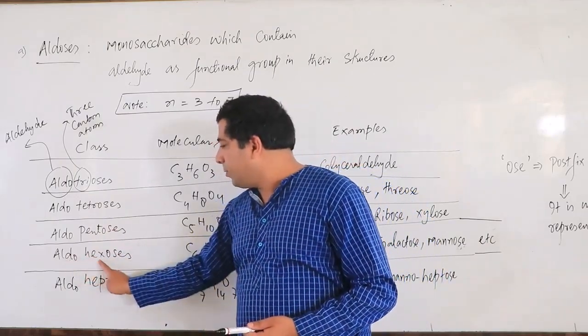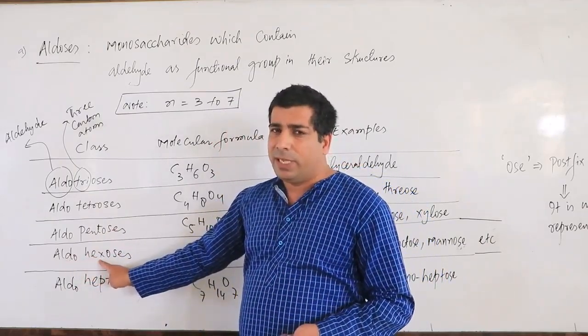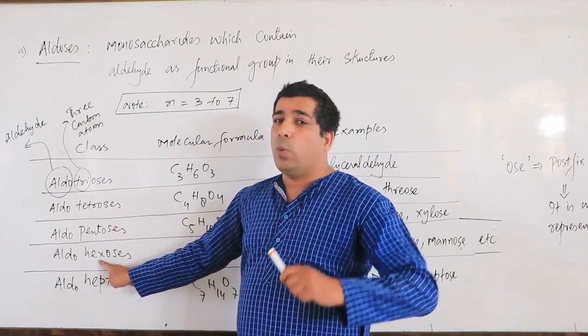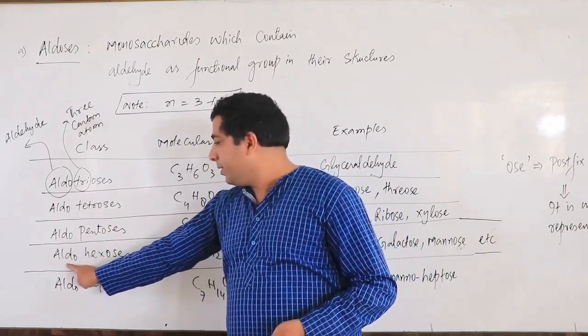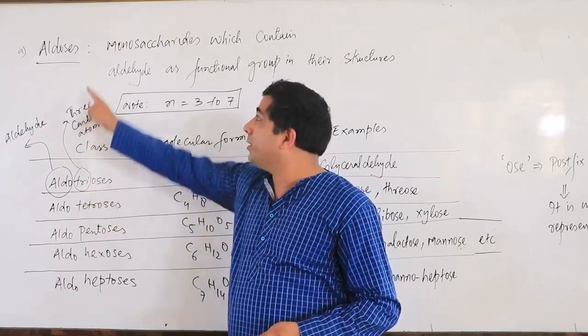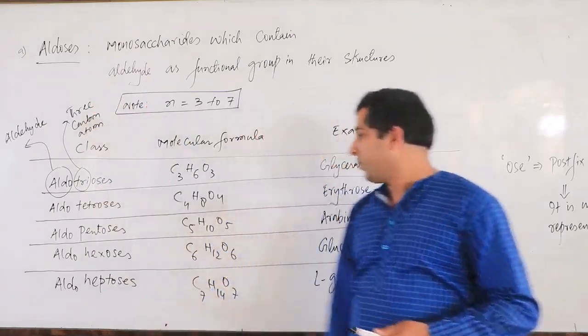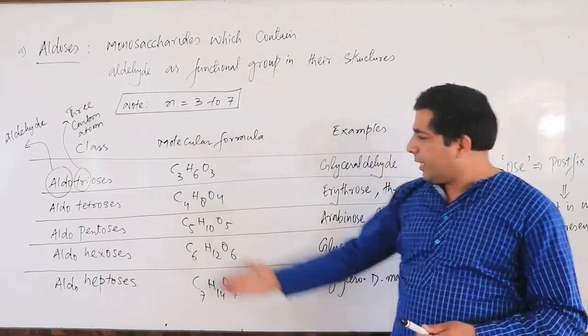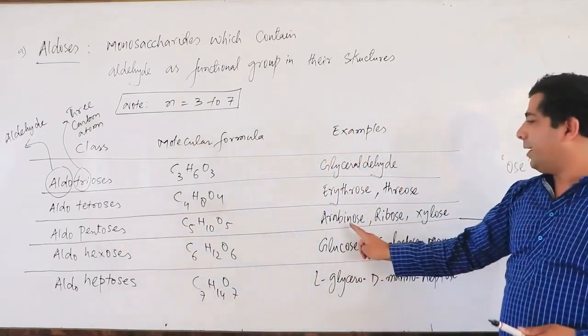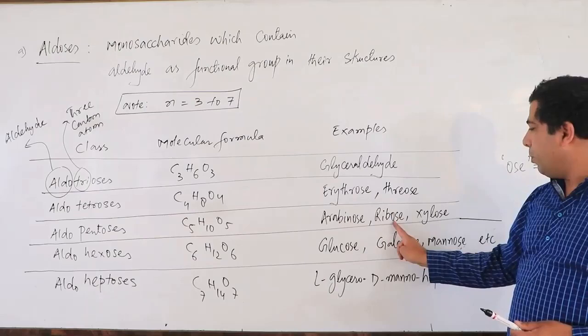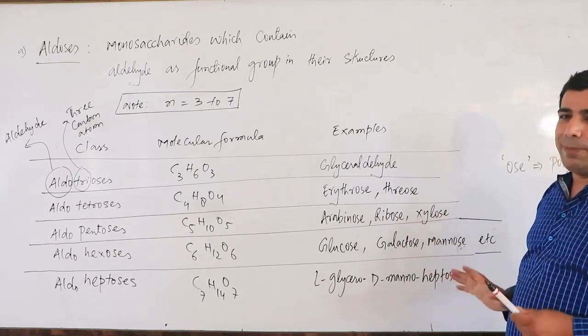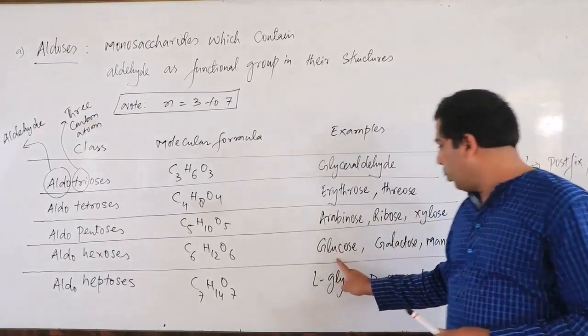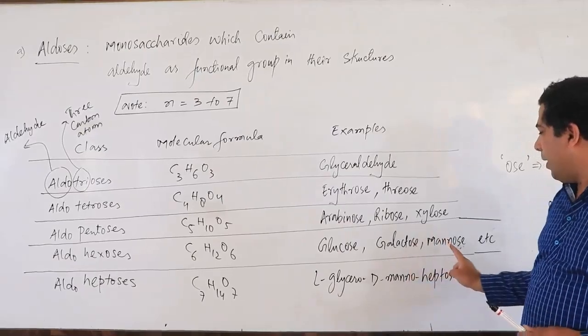Again, aldohexose. Hex means 6 carbon atoms. Out of 6 carbon atoms, 1 carbon atom will be aldehyde, and it's a sugar. It's a monosaccharide. Molecular formula is C6H12O6. So you can take examples of pentose sugars like arabinose, ribose and xylose. These are the examples of pentose sugars. And hexose sugars: glucose, galactose and mannose.